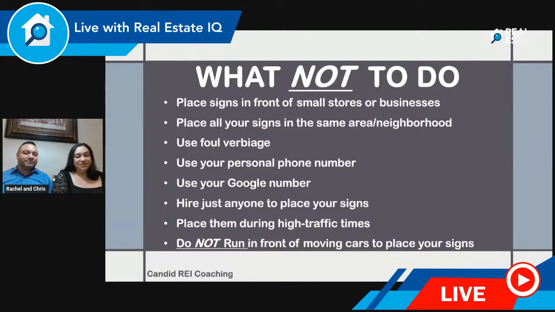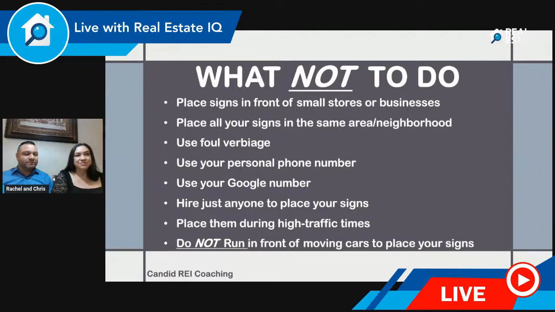Do not use your personal phone number. Most people don't even want to share their phone number, so definitely don't put it on a bandit sign. Do not use your Google number. Again, we already told you what happened to us. They knew everything about us. So don't use your Google number, and do not hire just anyone.